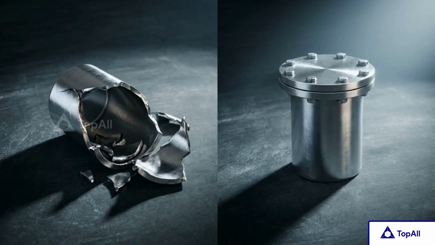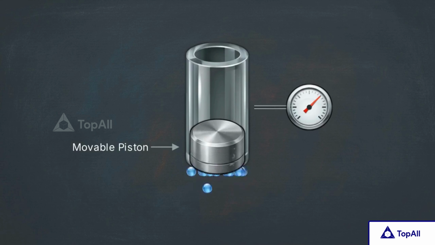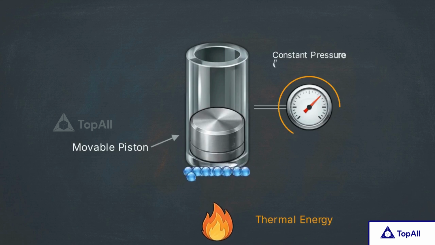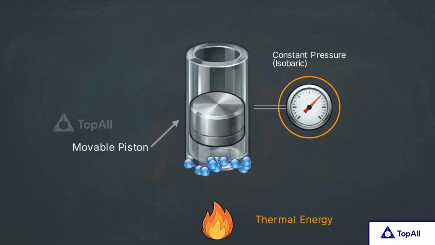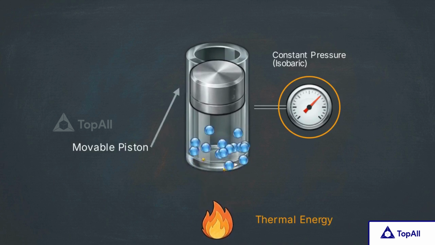So, how does a physical system safely absorb massive amounts of thermal energy without building up a dangerous level of pressure? To solve this, you have to completely change the boundaries. Instead of a rigid lid, imagine a heavy, movable metal piston resting directly on top of the gas inside a cylinder. When you apply intense heat to this new setup, watch the pressure dial. Despite the energy entering the system, the needle holds perfectly steady.